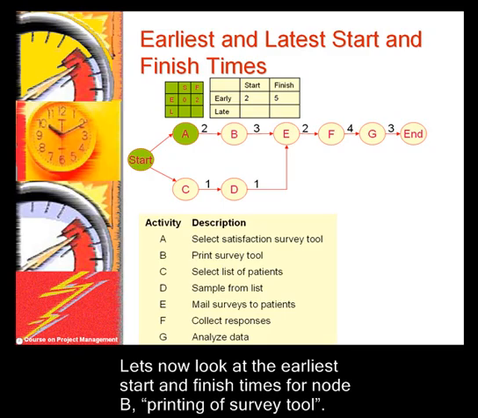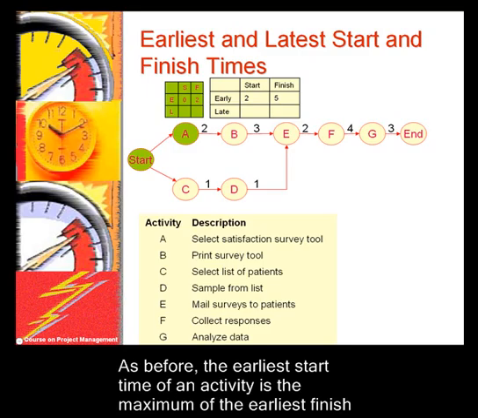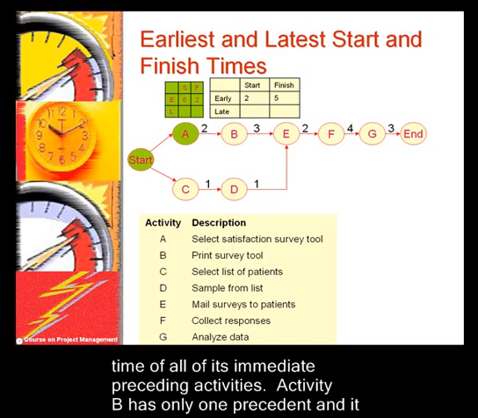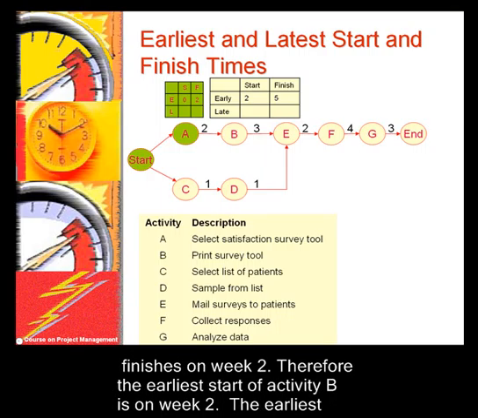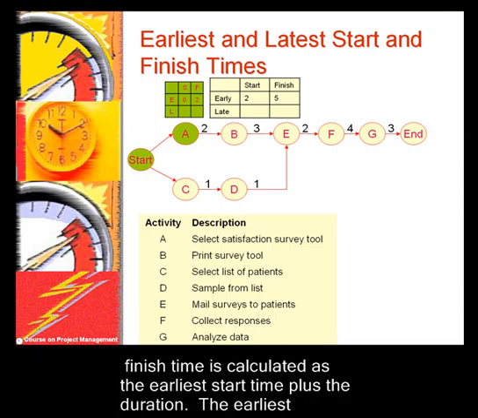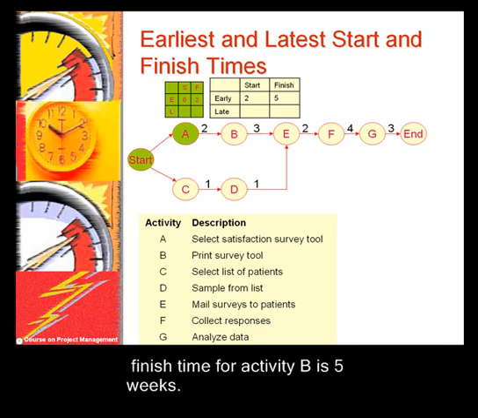Let's now look at the earliest start and finish times for node B, printing of survey tool. As before, the earliest start time of an activity is the maximum of the earliest finish time of all of its immediate preceding activities. Activity B has only one precedent and it finishes on week 2. Therefore, the earliest start of activity B is on week 2. The earliest finish time is calculated as the earliest start time plus the duration. The earliest finish time for activity B is 5 weeks.